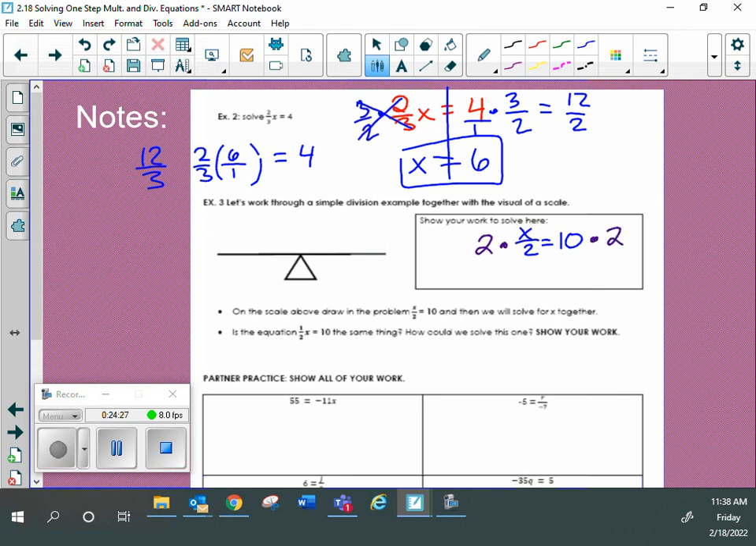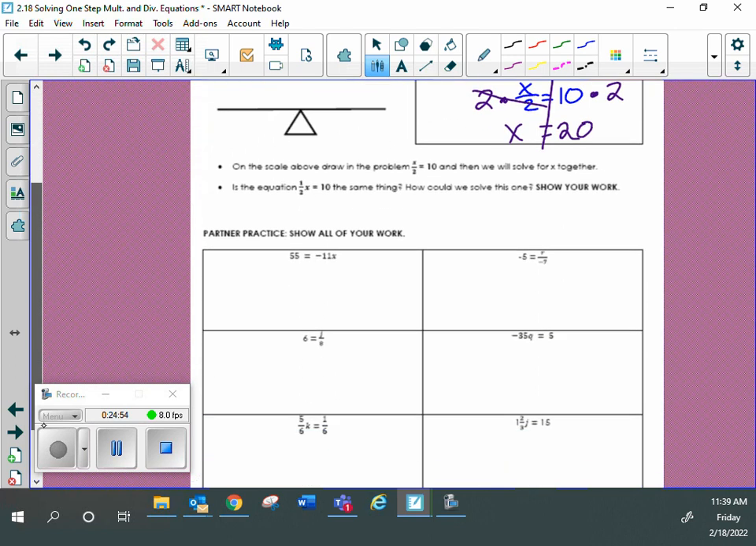Multiply by 2. Okay, I want to undo the division, right? So that's going to leave me with, what on this side? X. And then 2 times 10 is 20. Okay, all right, so we're just going to do some partner practice with the people at your table.